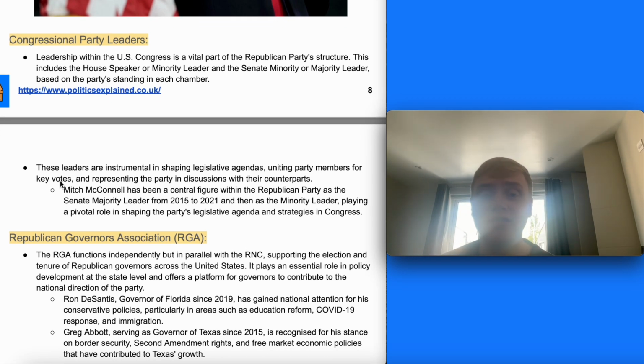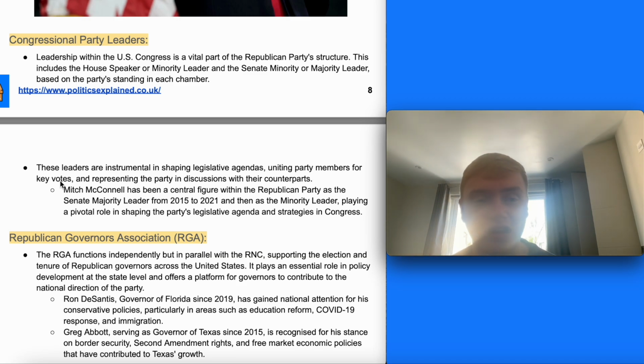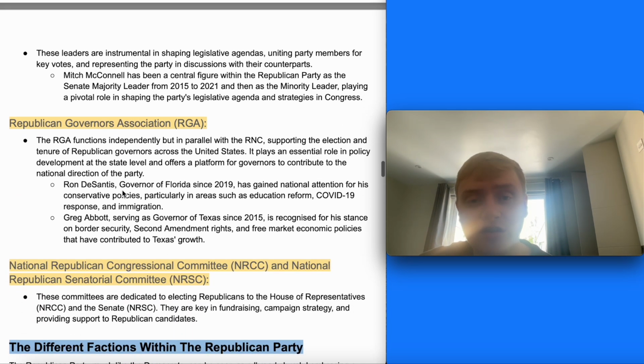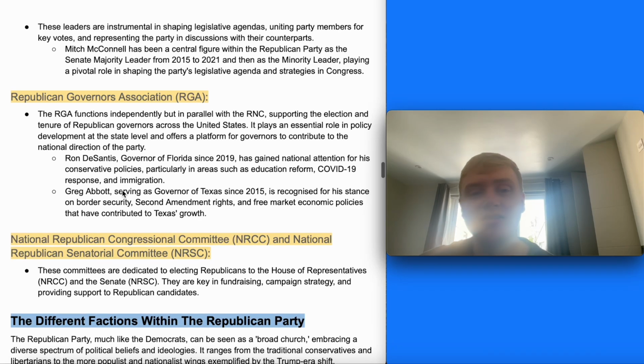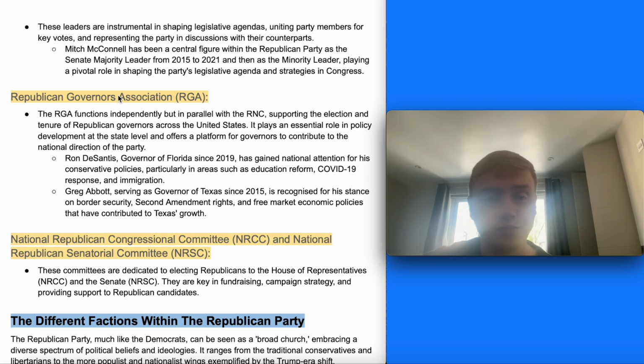Leadership within the US Congress is the key part of the party structure. It includes the House Speaker or Minority Leader, or Senate Majority or Minority Leader, depending on whether they have a majority in each house. These leaders are key in shaping legislative strategies, uniting party members for key votes, and representing the party in discussions with the Democrats. Mitch McConnell has been a central figure within the Republican Party, as Senate Majority Leader from 2015 to 2021, and then Minority Leader, playing a pivotal role in shaping the party's legislative agenda and strategies in Congress.